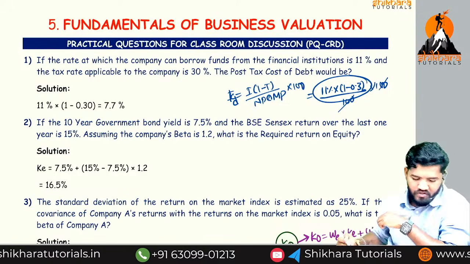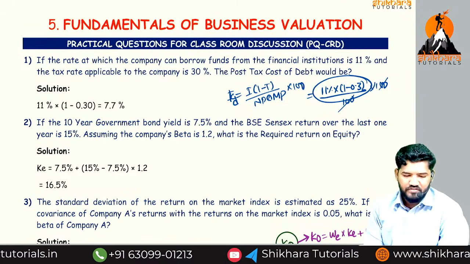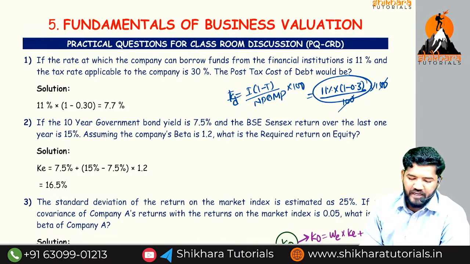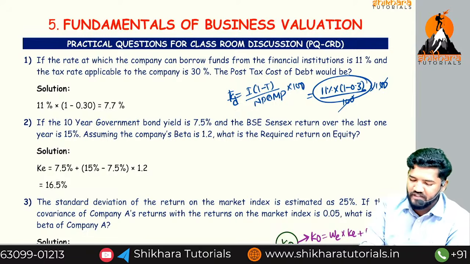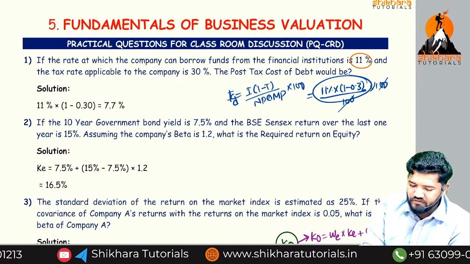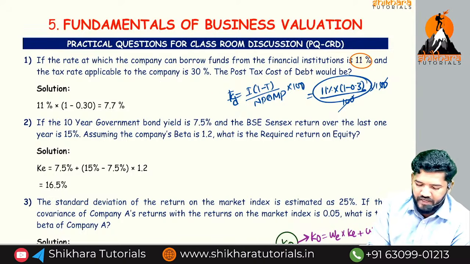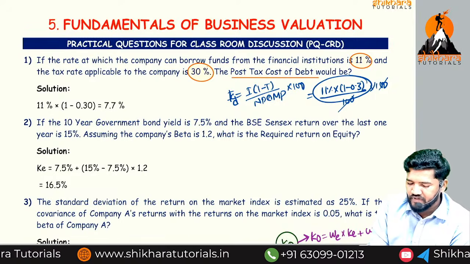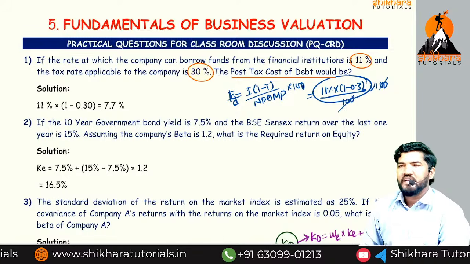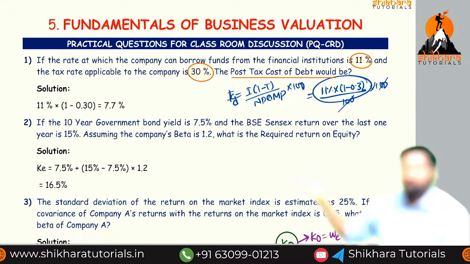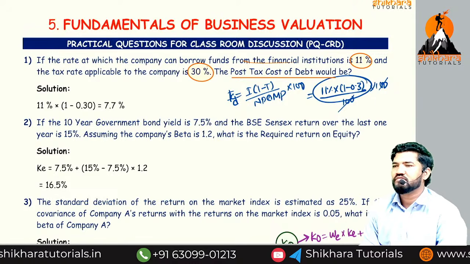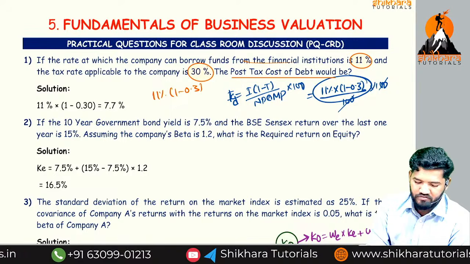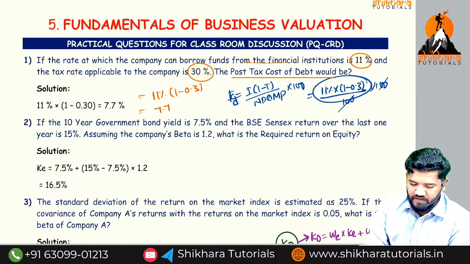Come to illustration number 1. All are easy things for you. If the rate at which the company can borrow funds from the financial institution is 11% and the tax rate applicable to the company is 30%, the post-tax cost of debt would be... debenture or term loan? Term loan, financial institution. So 11% into 1 minus 0.3. Answer? 7.7%.